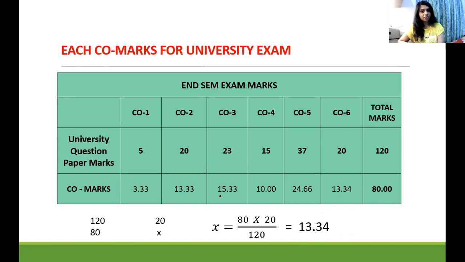Now once we get these values, what are these values? These values are nothing but the weightage of COs out of 80 in a university question paper. So you have to complete this process, and what next will be explained in the next video.